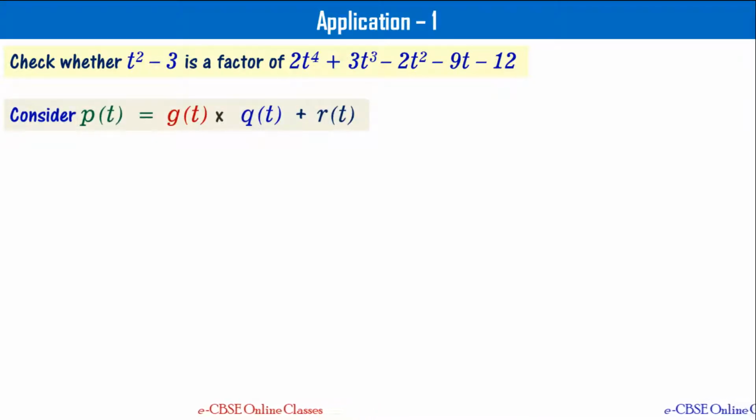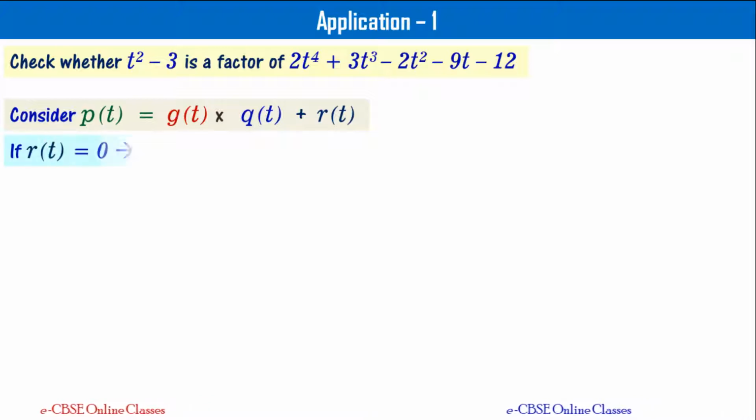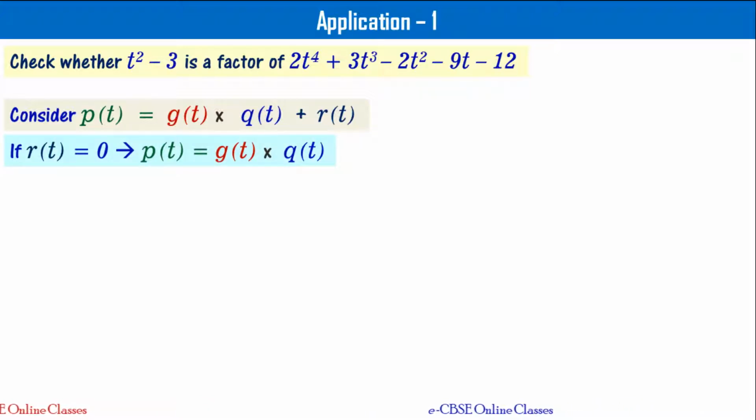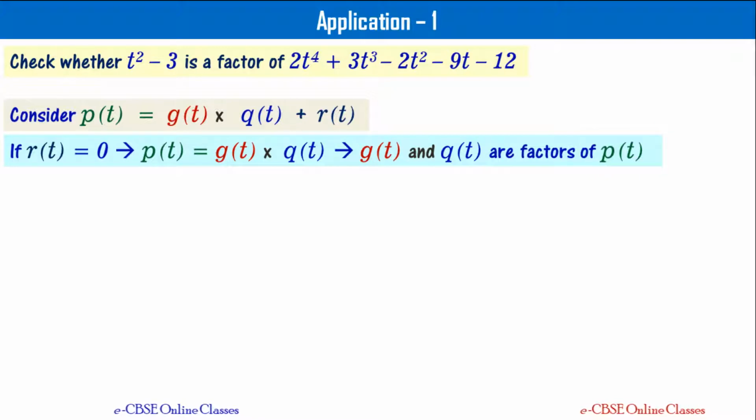Let us consider p of t equal to g of t times q of t plus r of t. And if remainder r of t equal to 0, then we can say that p of t is going to be equal to g of t times q of t, right? It means that g of t and q of t are factors of p of t, right?